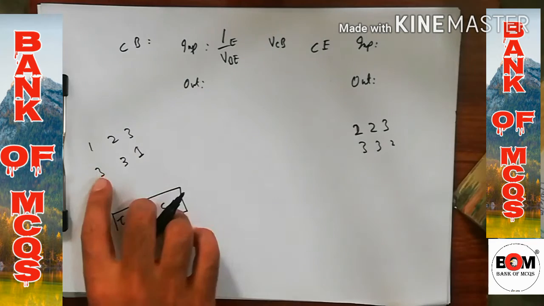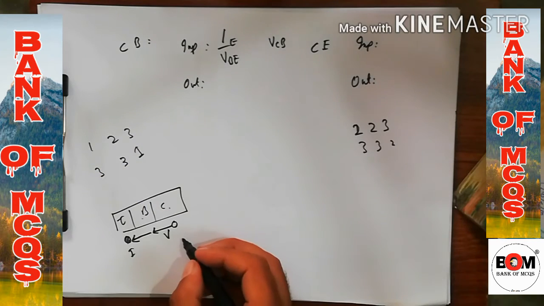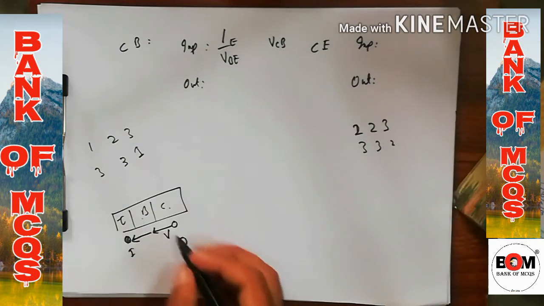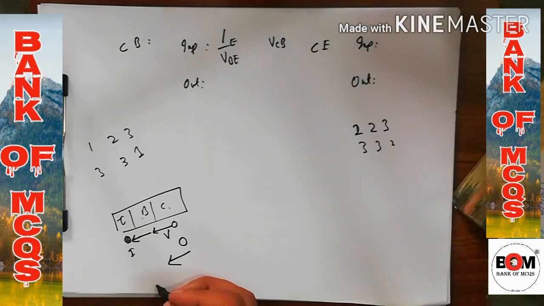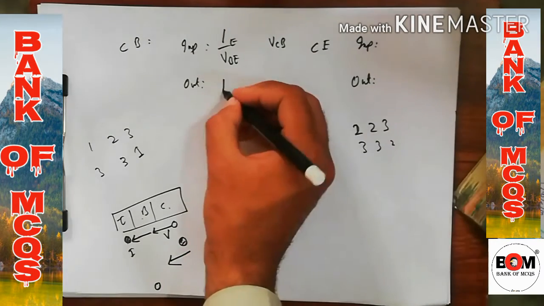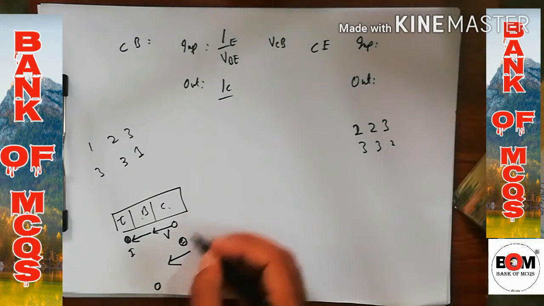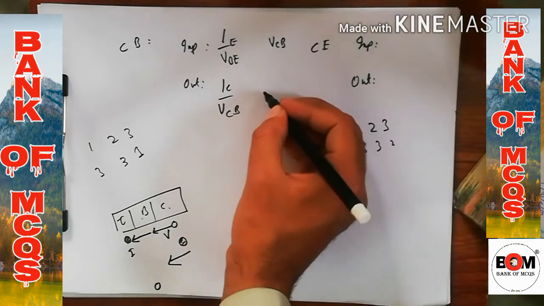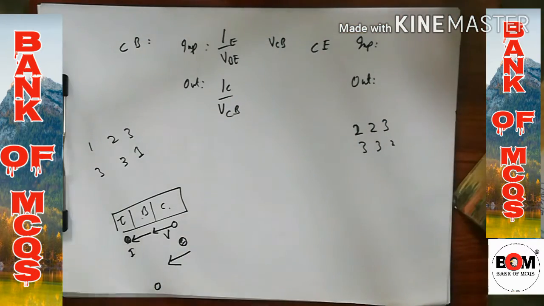Now the output is 3 3 1. The first 3 is current, another 3 is voltage, and the last is current. So from the point at C, it is IC divided by the arrow from C to B, so we will call it VCB.